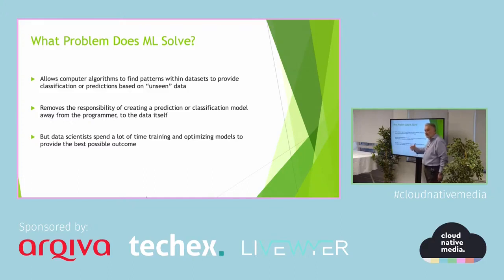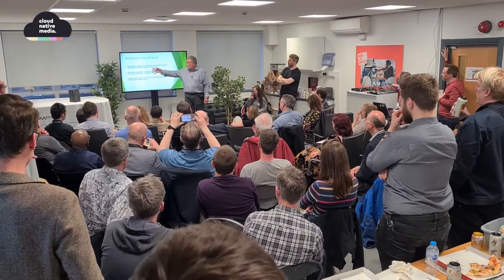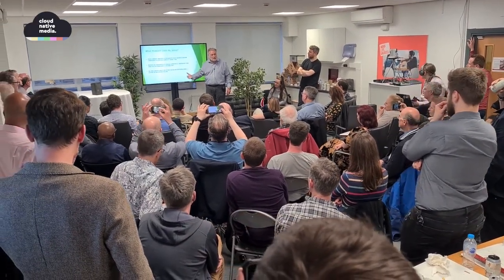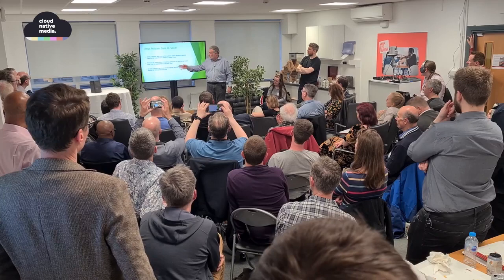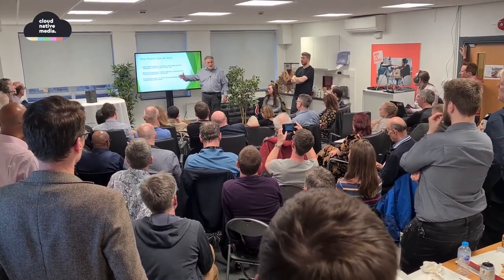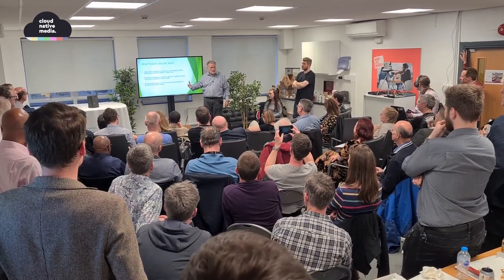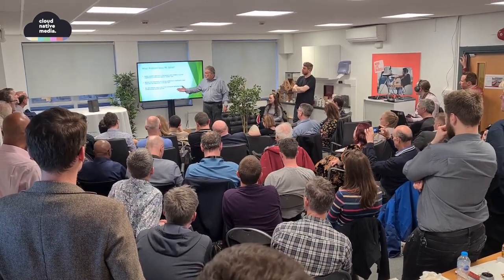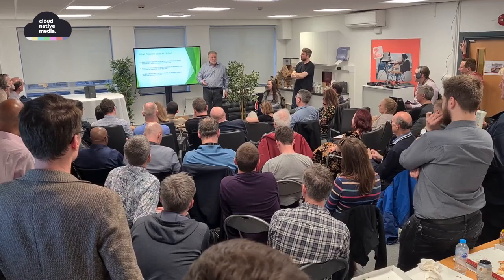So in other words, we have to train a system. It removes the responsibility of creating a prediction or classification model from the programmer and gives it to the data itself. So this is a really important concept. This is what differs from statistics. In statistical analysis, the data scientist has to understand the domain they're working in. But with machine learning, the data scientist building the model doesn't have to understand the domain they're working in. What they need is labeled data.